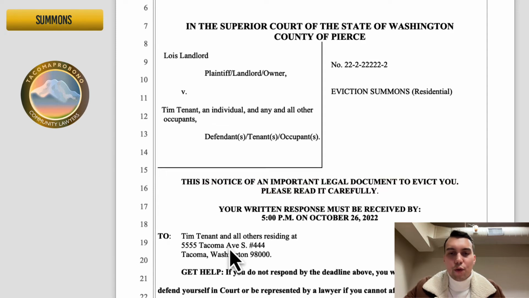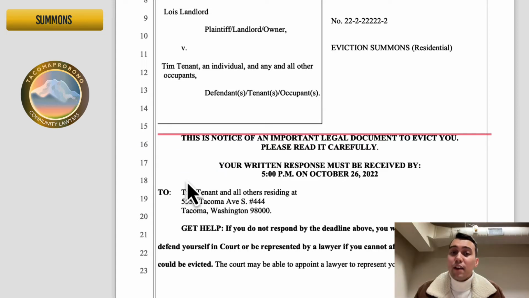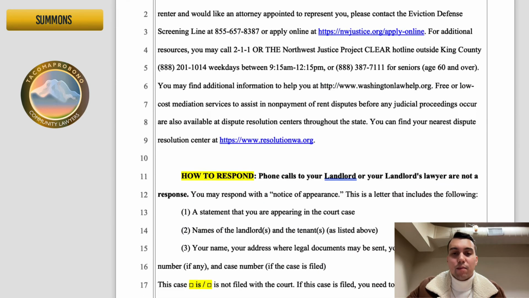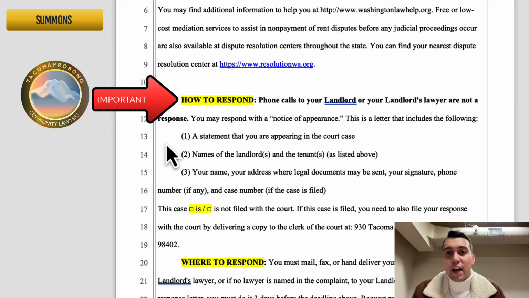So we'll just kind of go through the aspects here. Again, you'll see in bold letters here, your written response must be received by, and there's a date on there. So make sure you understand that is not the date you have to leave by. That date is in the notice. This is the date that you have to respond by, and it also goes forward to explain how you would respond here and how to respond, and this is language that's required by the statute.